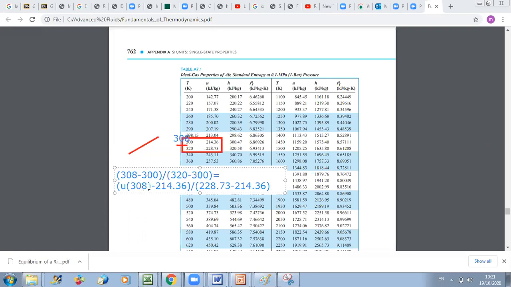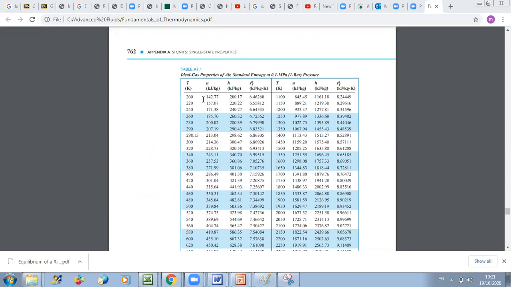So by linear interpolation, you can find any property at any temperature. Of course, the temperature should be in the range given here. You are familiar with linear interpolation, I think, and if not, this is the technique you use. So in this way, if you have the inlet temperature, you can compute the values of U and H.